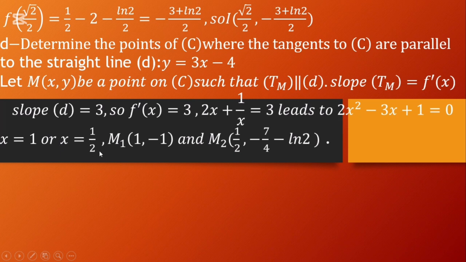You can use your calculator, or you can use the discriminant delta, because here we have a quadratic equation. How to calculate the y of M1? We substitute. This number is equal to f of 1, and this number is equal to f of half.